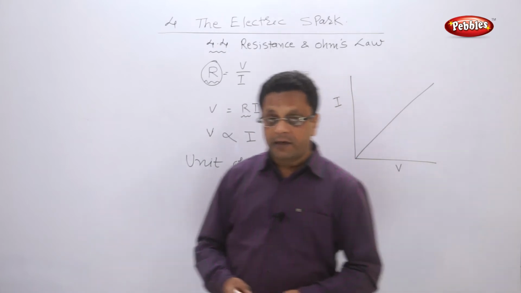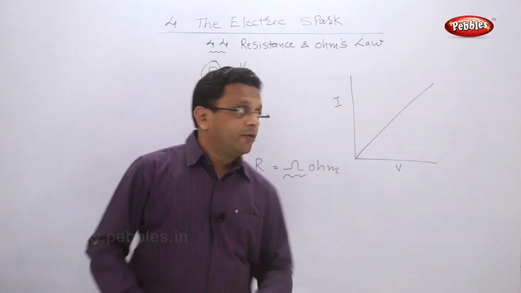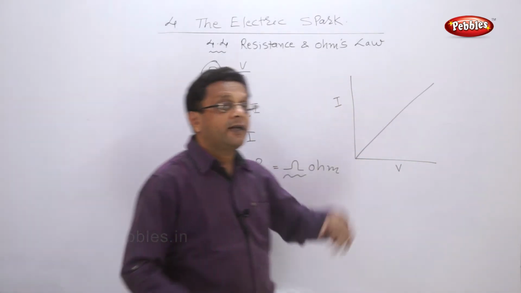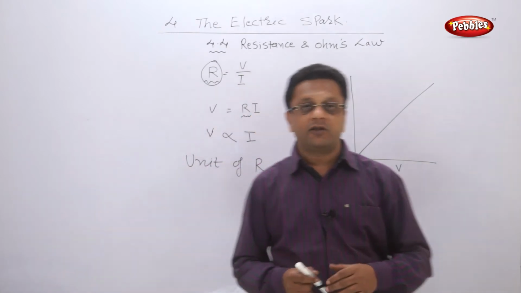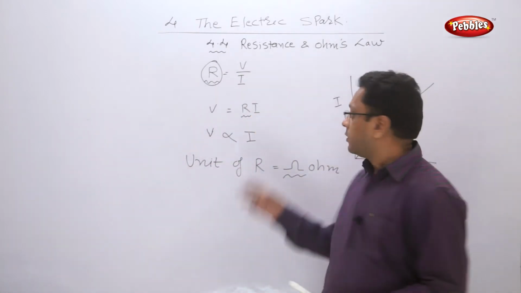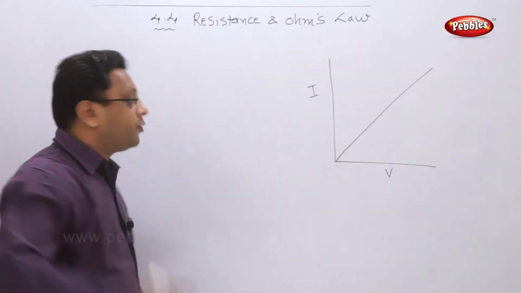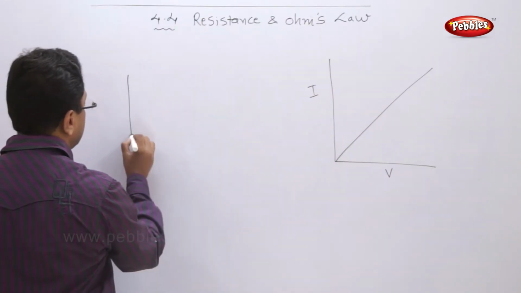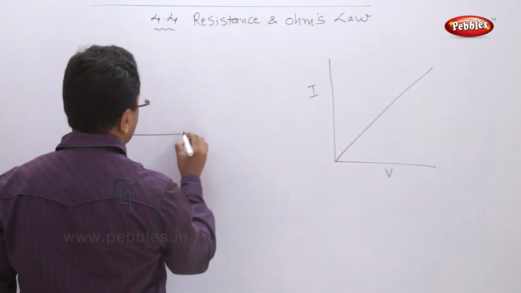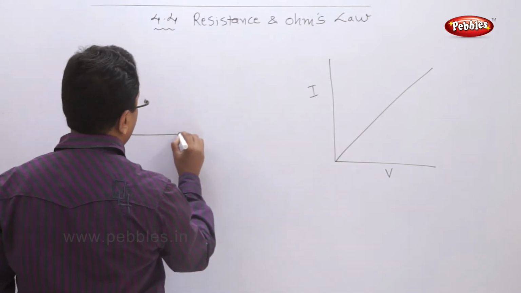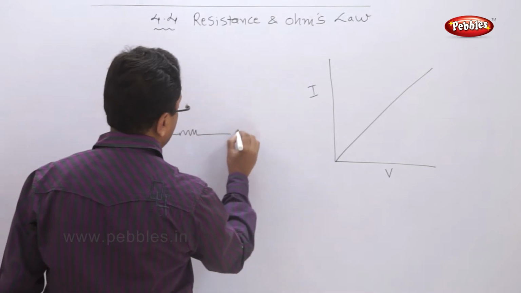Now, before going ahead, the graph which we have seen, how will you make the arrangement? How will you arrange these? Or how will you prove that this graph is a straight line? It is very simple. Suppose you have an electric circuit, let us say a very simple circuit. I have one resistance here.